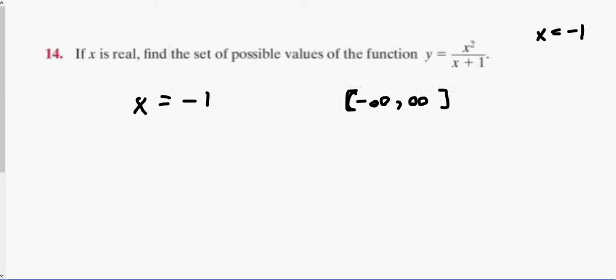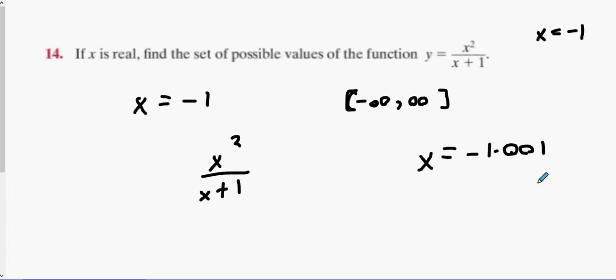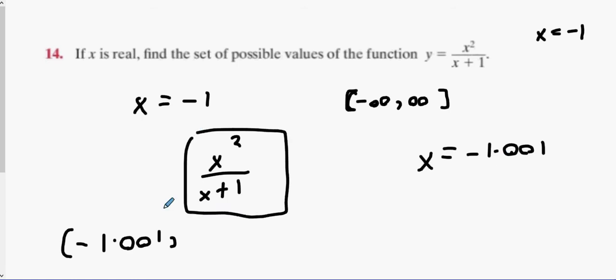Alright, look at this. I want you all to use the following number for me: x equals minus 1.001. Insert that into that equation and tell me what you get as the y value. So replace x with minus 1.001. What is the y value? Minus 1,002.0.